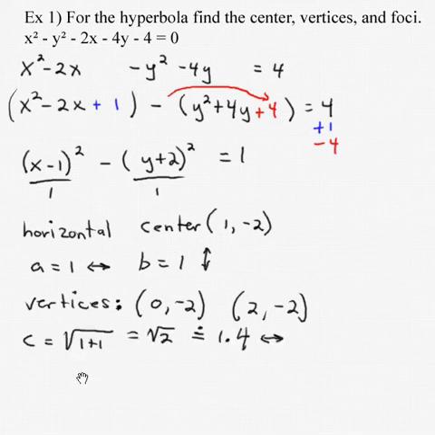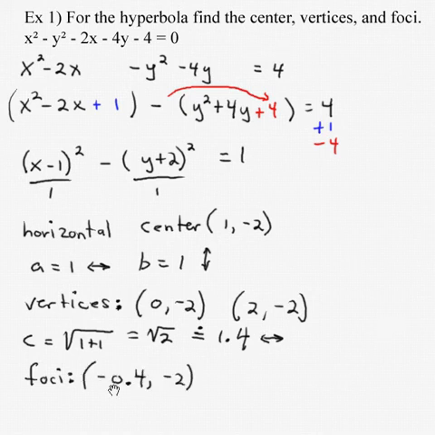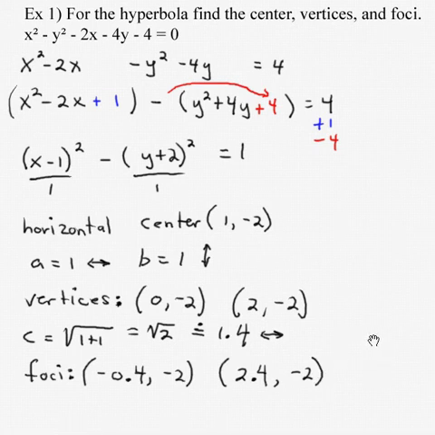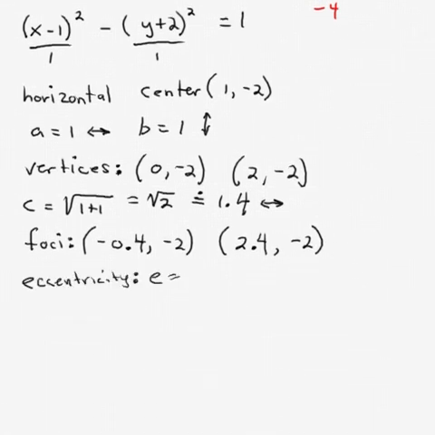C, the distance from the center to each focus, is the sum of my denominators, 1 plus 1, square rooted. Square root of 2 is approximately 1.4. That's going to go left and right, the same way a is, and the same way my hyperbola is going. So to find the foci, we're going to go left and right 1.4 from the center. To go left, 1 minus 1.4 is negative 0.4, and we're not changing the y value. To go right, 1 plus 1.4, that's 2.4, and we don't change the y value. There's the foci. Let's continue on.